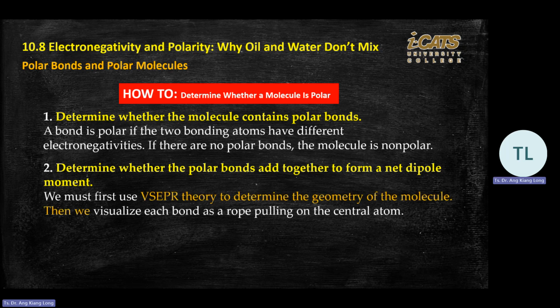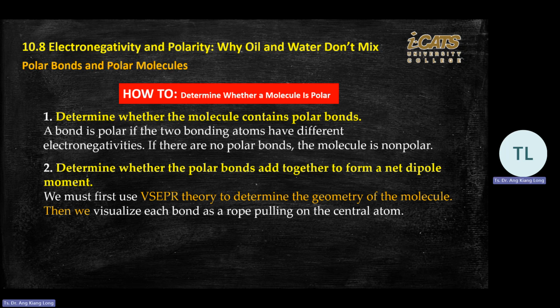Okay, now this one, how do you check the bond? Again, use the previous example by using VSEPR theory. This one you need to refer to the table, the shape of the electron geometry and also the molecular geometry.